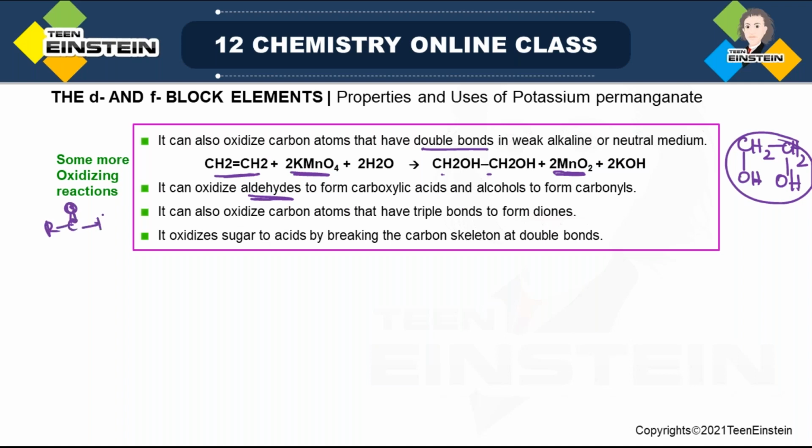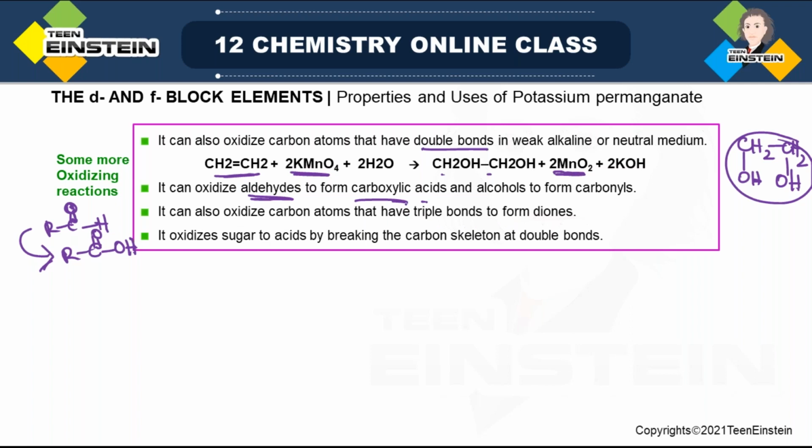So this is an aldehyde, and after oxidation by KMnO4 it will be converted to a carboxylic acid. That means now it will be converted to RCOOH. So this is oxidation by KMnO4. It can also oxidize carbon atoms that have a triple bond.